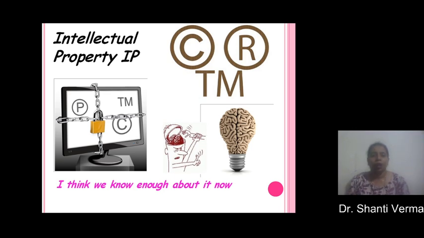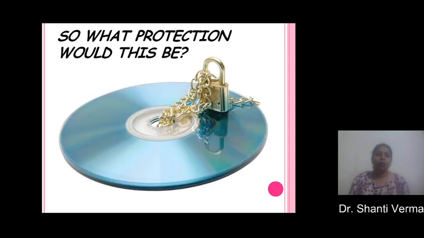So intellectual property has different forms. You have already seen them in this lecture: it's a patent, it's a copyright, it's a trademark. So I think we know enough about it now. So what protection would this be?